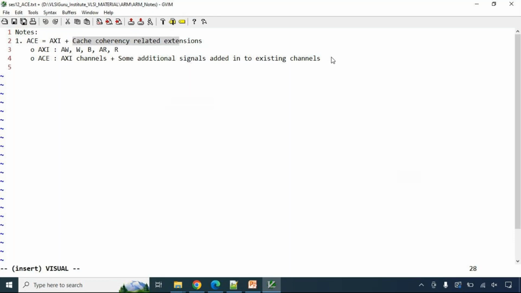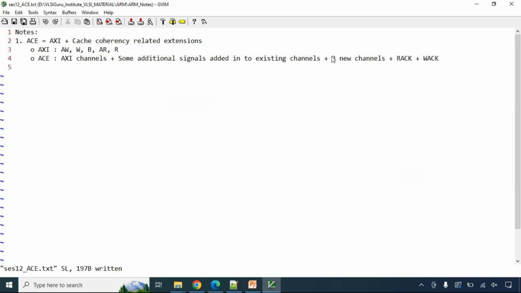concept. Along with that, it has 3 new channels added, which are meant for snooping purpose, the cache coherency snoop purpose. And plus something called read ACK and write ACK signaling. These are independent signals.